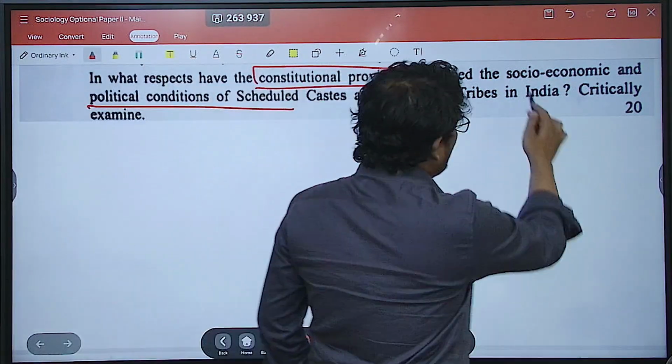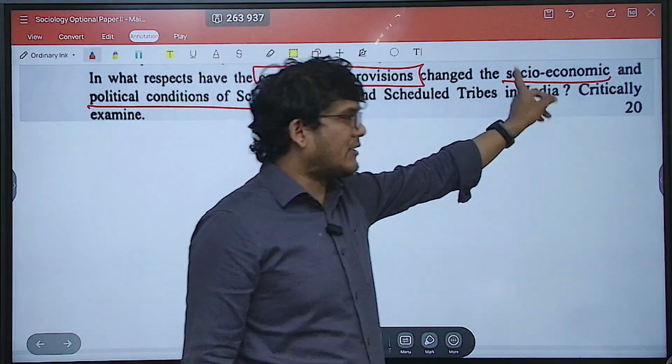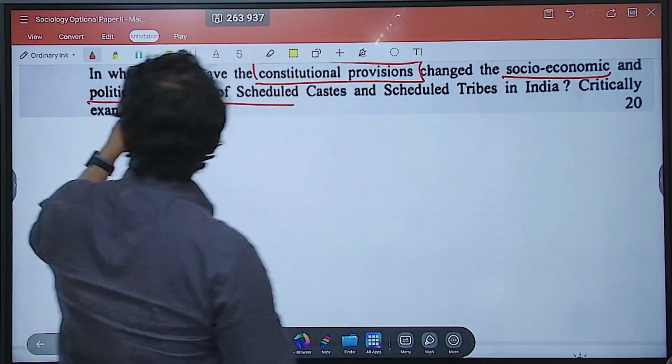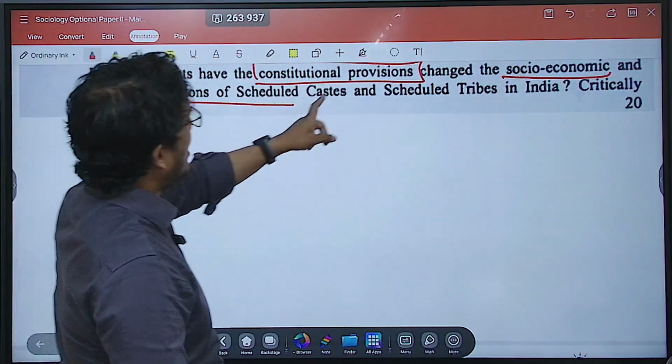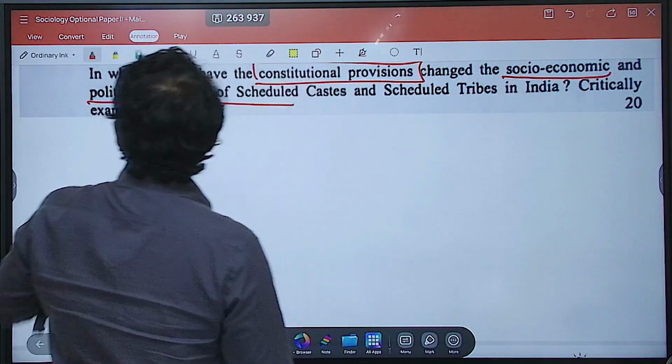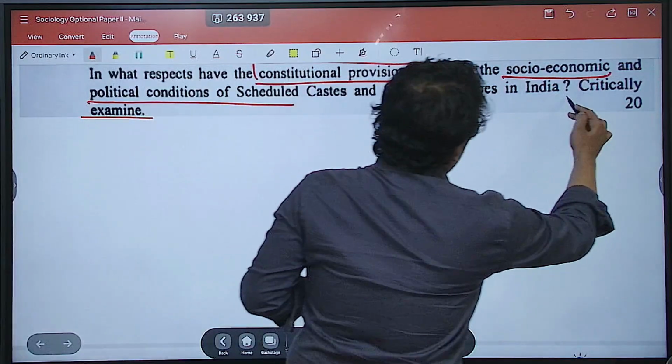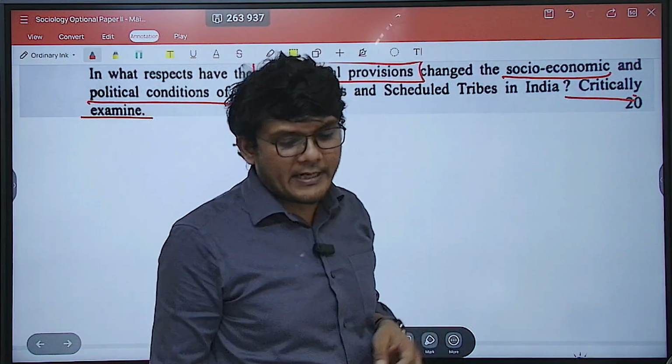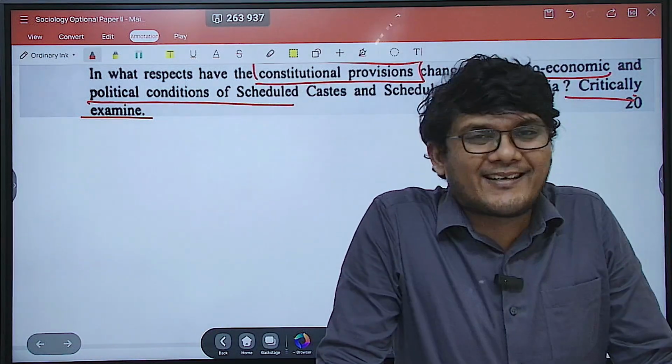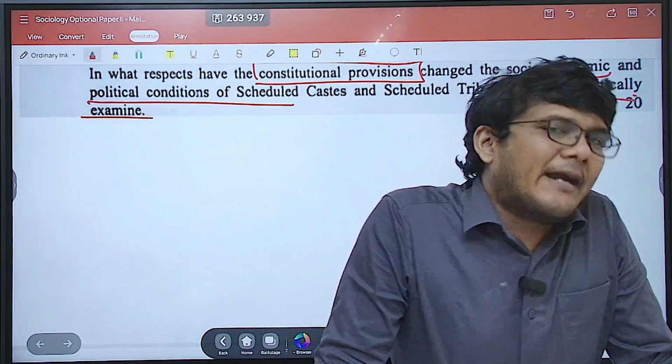Change the socio-economic, that means the social status, the economic status, and the political conditions of the scheduled caste and the scheduled tribes in India. Critically examine. Critically examine means we will of course agree, but at the same time we will also be disagreeing and mentioning why it might not be the case.